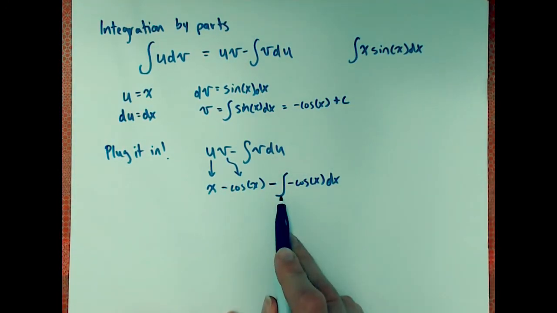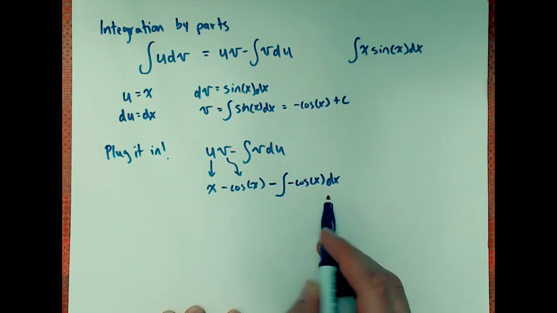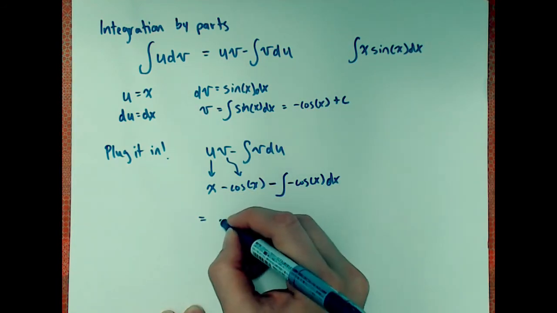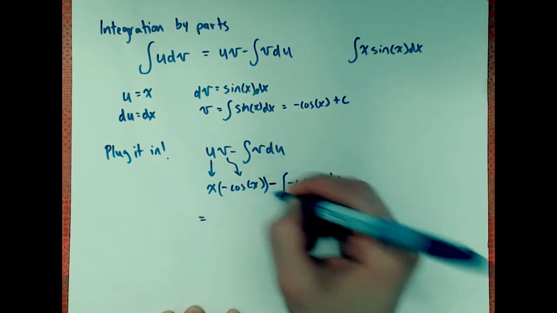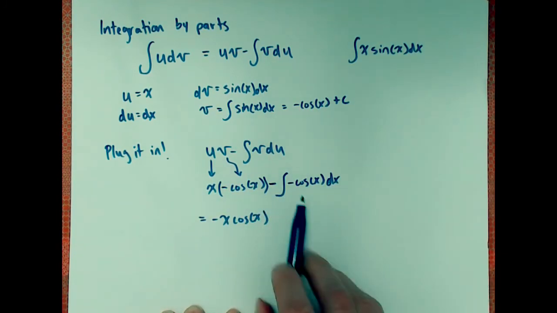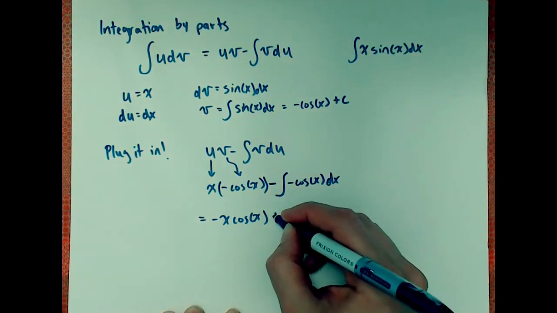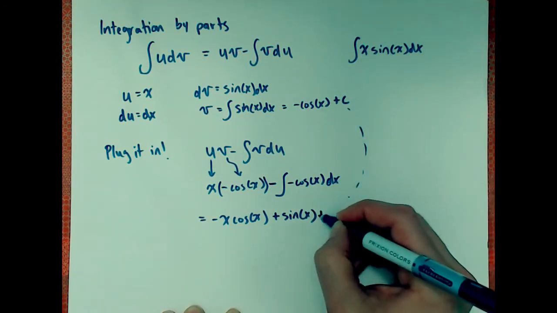Now to evaluate this integral, we're only doing the integral of minus cos x, which is really simple. So then we have this is equal to, oh, this was multiplied. So then we have minus x cos of x. The integral of minus cos x will be minus sine x, and we already have a negative, so here this will become plus sine of x, and I'm going to bring this c down here, plus c.